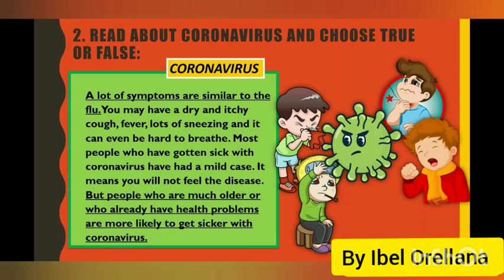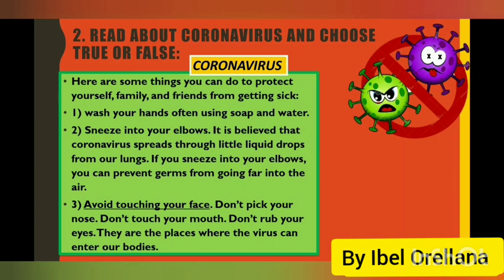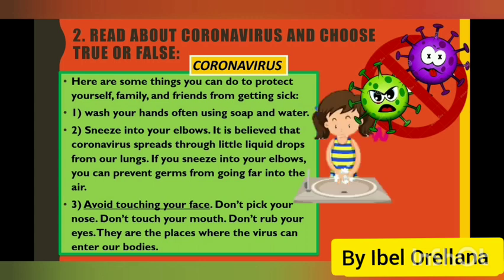Most people who have gotten sick with coronavirus have had a mild case. It means you will not feel the disease. But people who are much older or who already have health problems are more likely to get sicker with coronavirus. Here are some things you can do to protect yourself, family, and friends from getting sick. 1. Wash your hands often using soap and water. 2. Sneeze into your elbows.